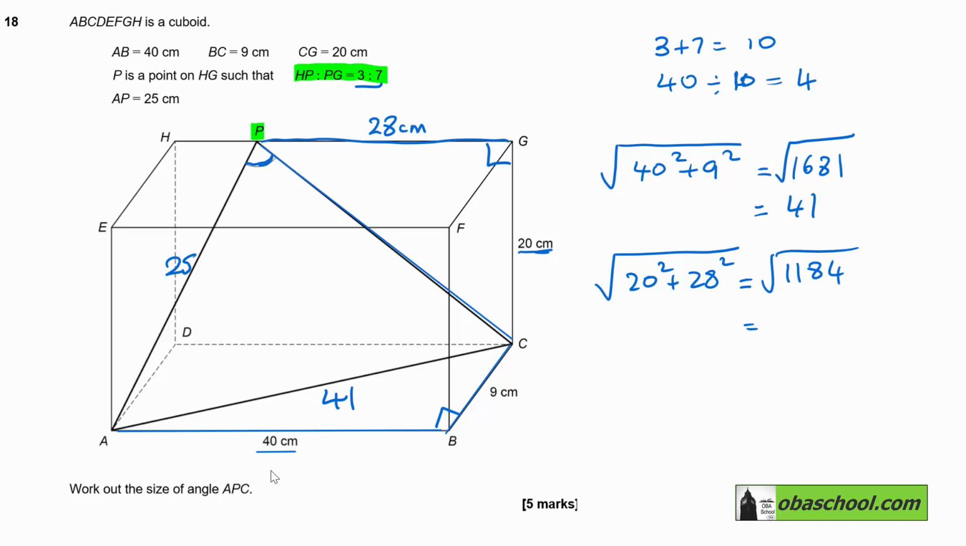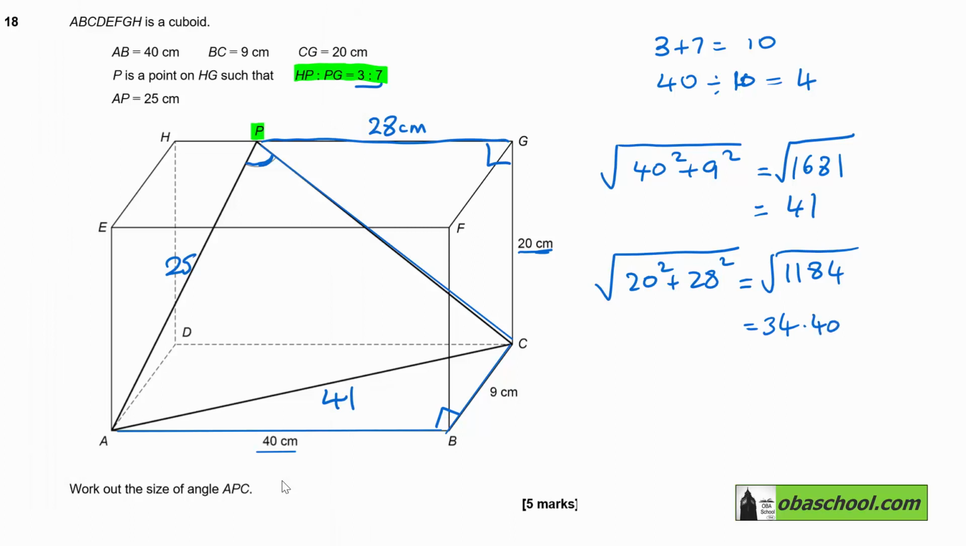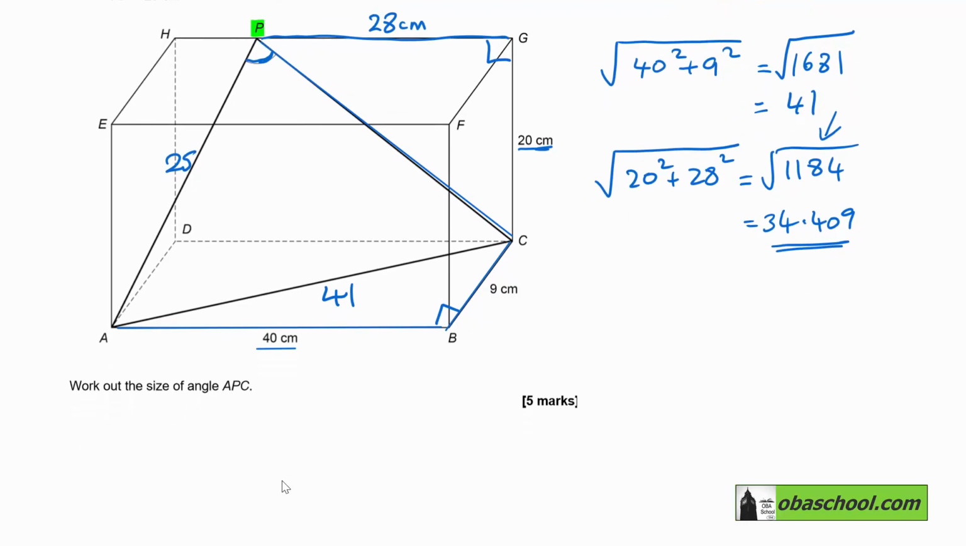Let's see if that comes to anything nice. So if we do the square root of my last answer, that's not such a nice number, 34.409. But we could just use root 1184 anyway and then be using an exact value. Or we could just use a few decimal places here. So we now know that this one is root 1184. And we want the size of this angle.